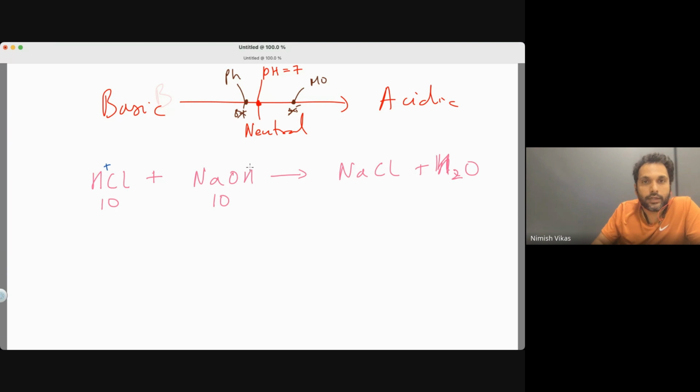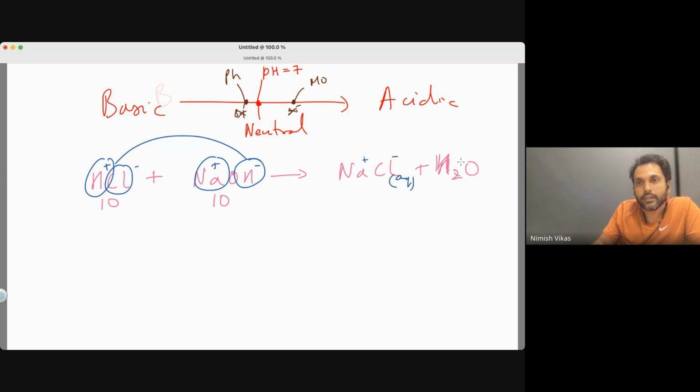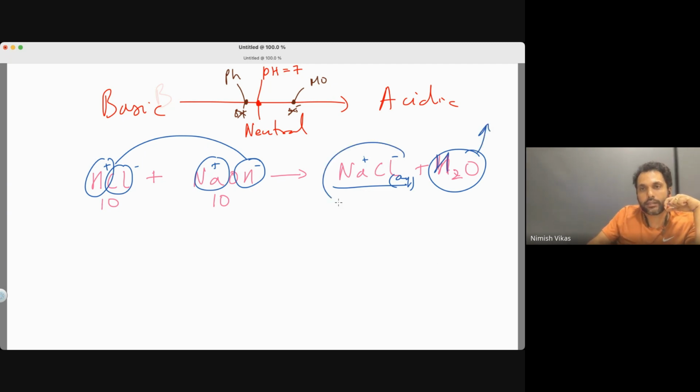This H plus went and joined with that OH minus, became water. And this Na plus and Cl minus is floating about, became nothing. But we just write it as Na plus Cl minus aqueous. This has actually joined and become water. This has not even joined, has become nothing. It is just floating around as Na plus and Cl minus in the solution. If we evaporate the water, then those Na plus and Cl minus will come together and we may find crystals of the salt. Is that clear?